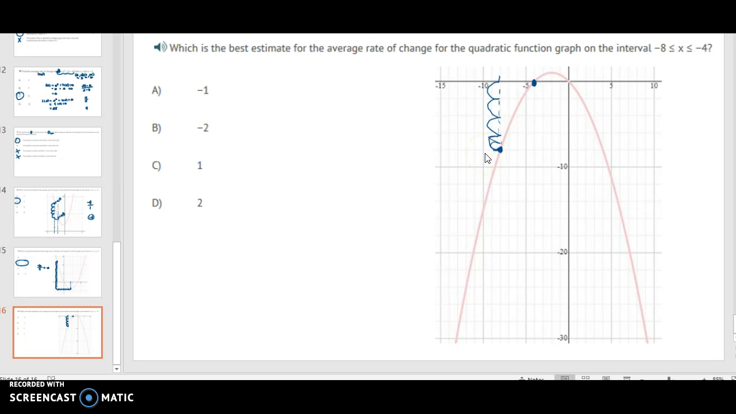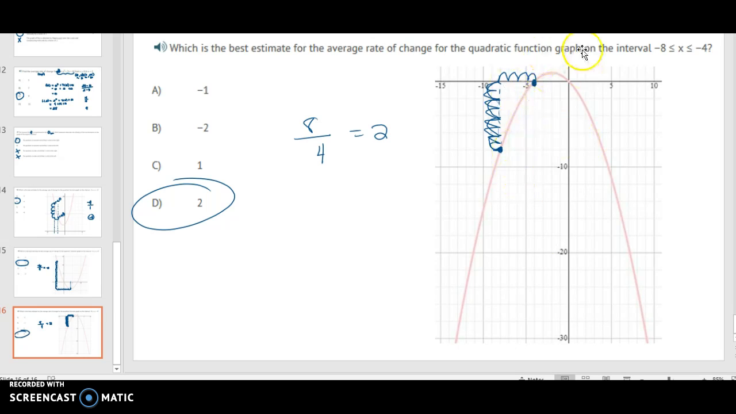So 1, 2, 3, 4, 5, 6, 7, 8. So it went up 8. And over, these are counted by 1s. 1, 2, 3, 4. 8 divided by 4 is 2.